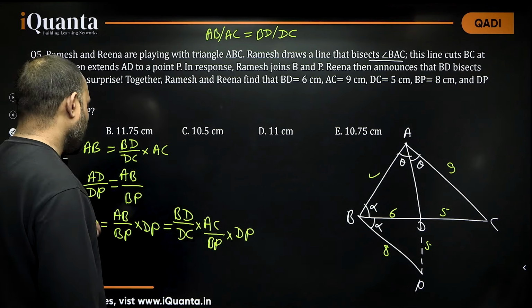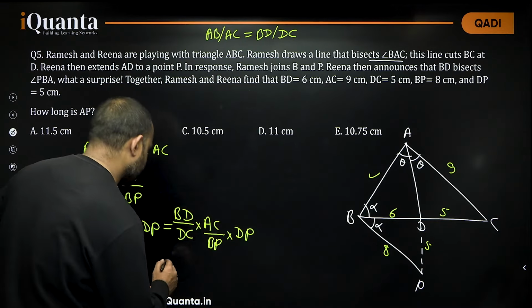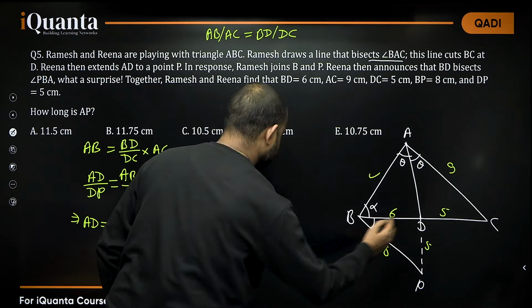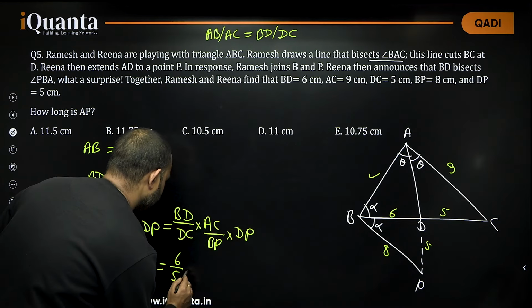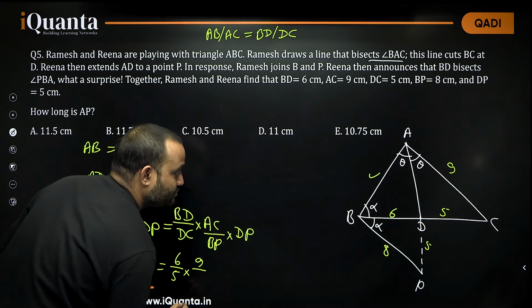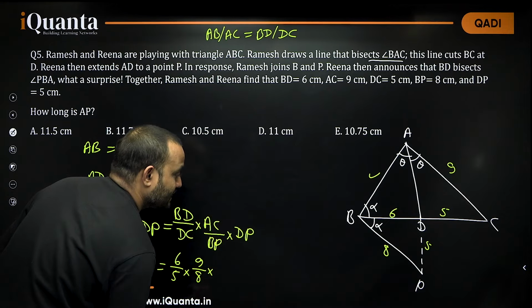Now, let us say what are the values given here. BD is given 6, DC is given 5, AC is given 9, BP is given as 8, and PD is given as 5.